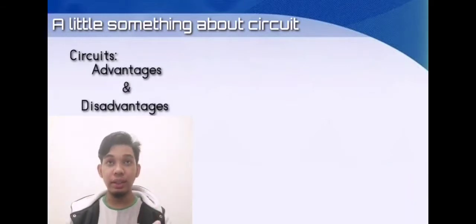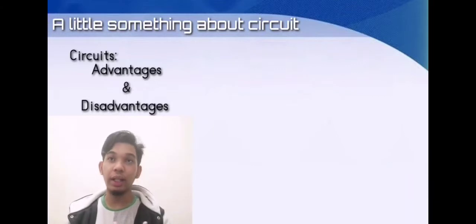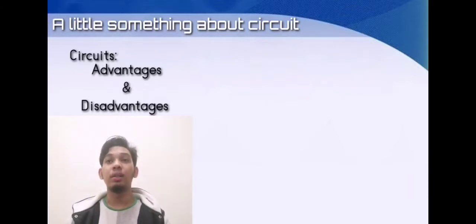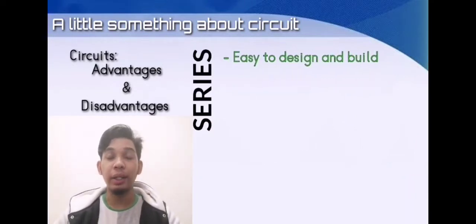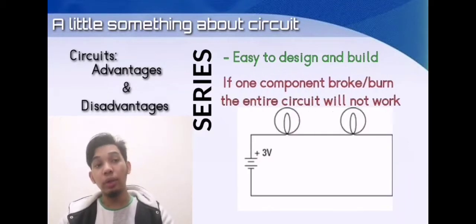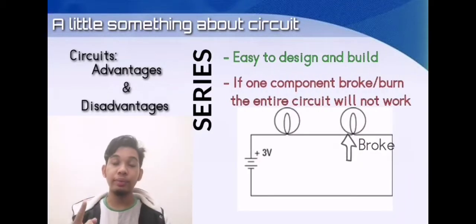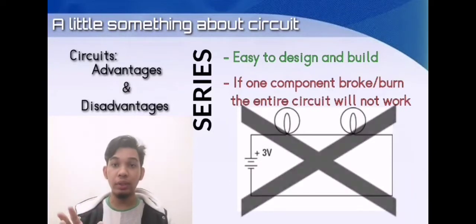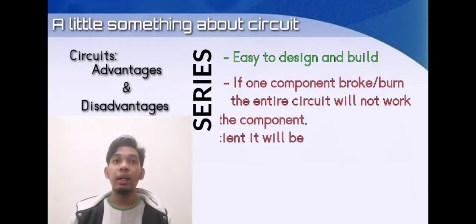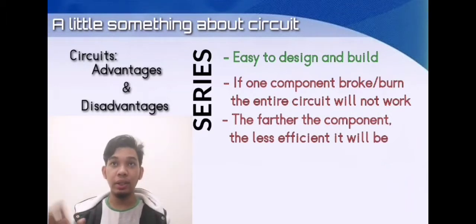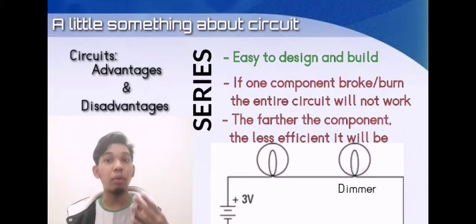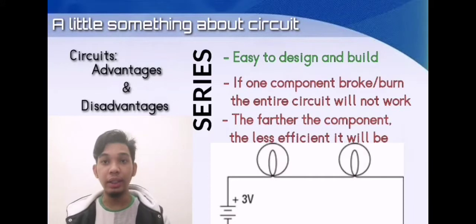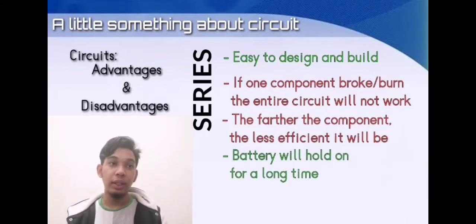Each of these circuits has its own advantages as well as disadvantages, to list some of them. For a series circuit, it is easy to design and build, but if one component or bulb is broken, the entire circuit will not function properly. Furthermore, as the energy from the battery is shared by all devices in the circuit, the further a device or component or bulb is, the less efficient it will be. For example, the second bulb will be dimmer than the first bulb.